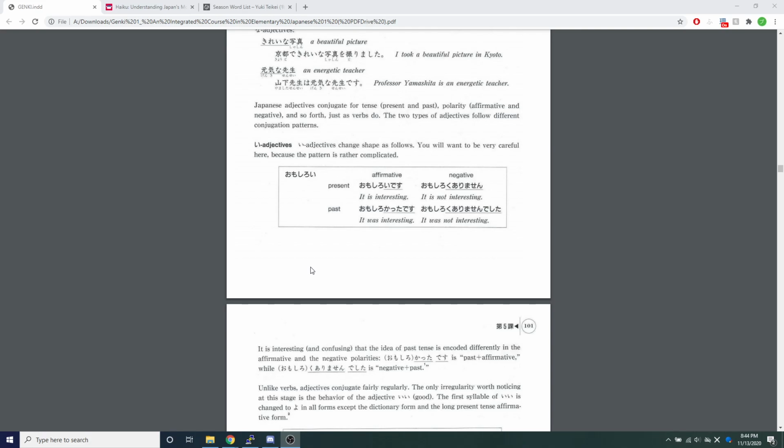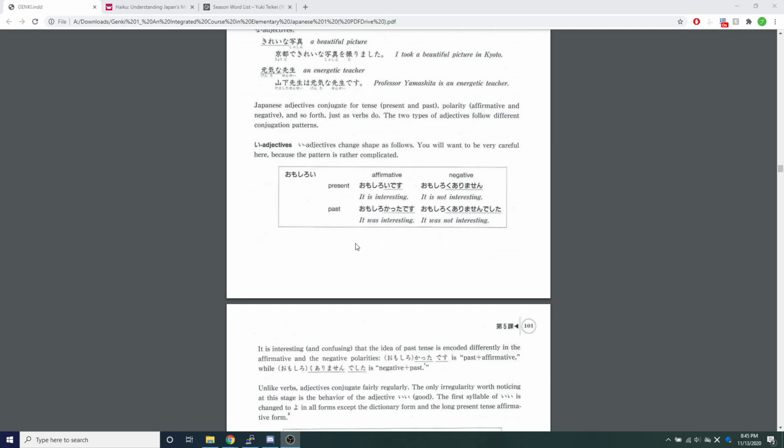Past tense for adjectives, you drop off the i and make it katta. So in this example here, omoshiroi becomes omoshirokatta or omoshirokatta desu, right? In the textbook you have samui, so samukatta desu. This one, to do the negative past tense, can be a little bit difficult to pronounce in many cases. So samui becomes samukunakatta desu, or just samukunakatta. So i just becomes kunakatta. So that's not too hard with a word like samui.